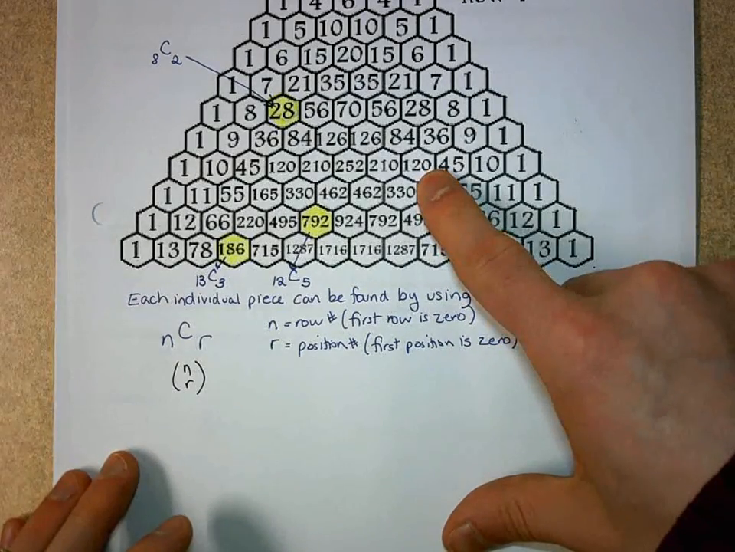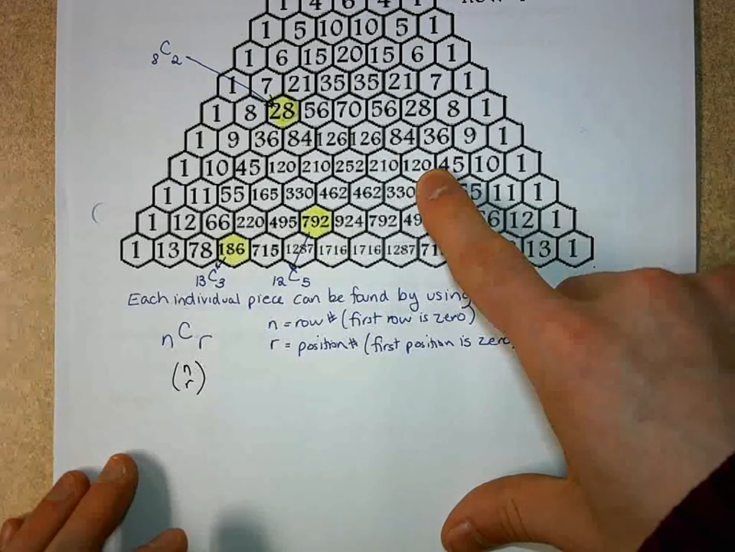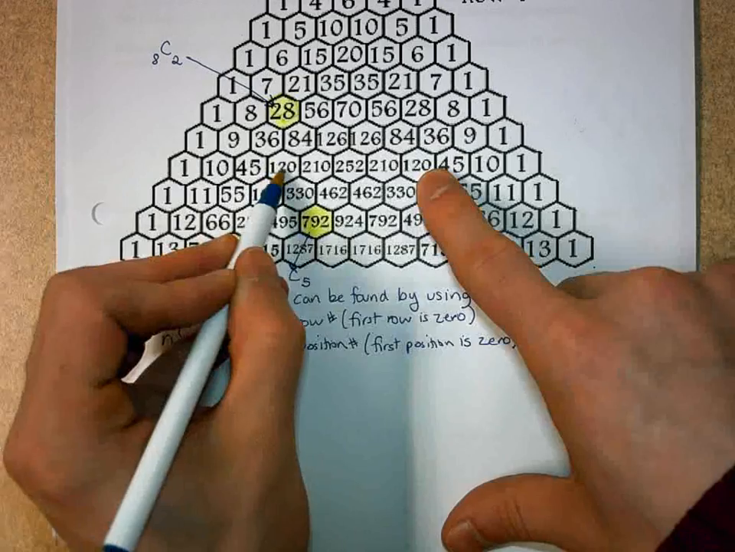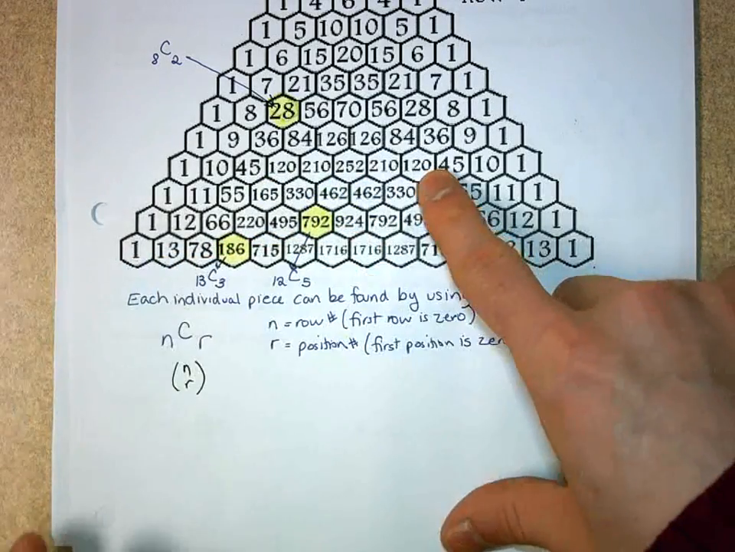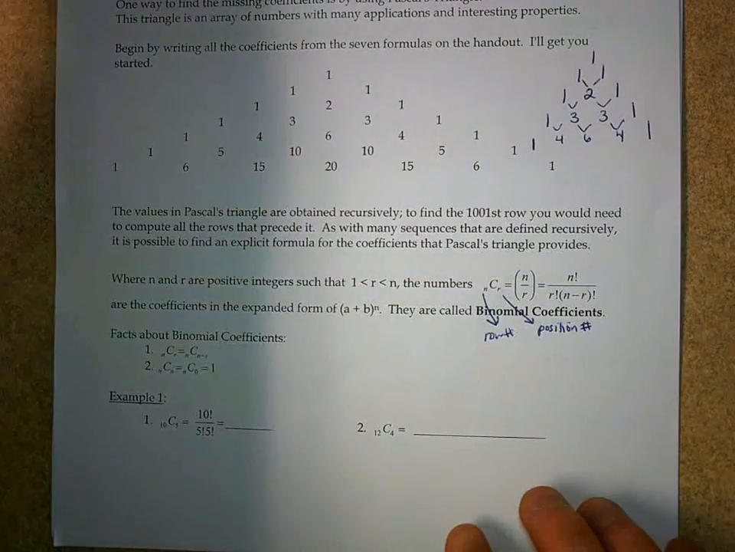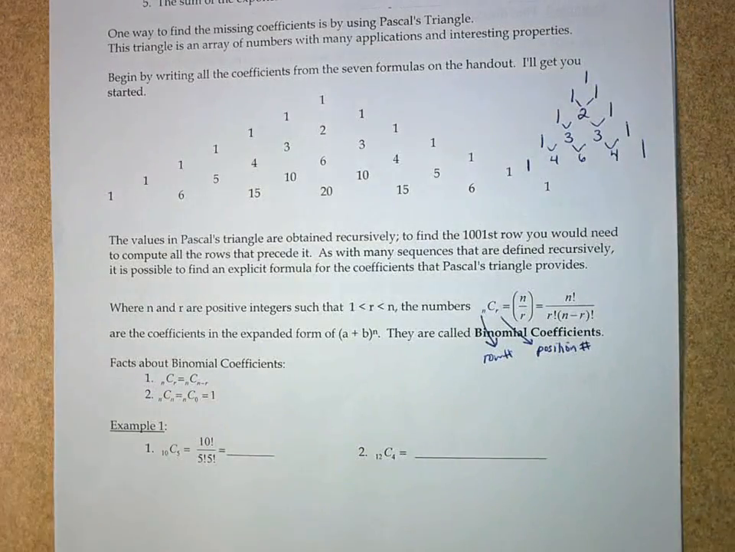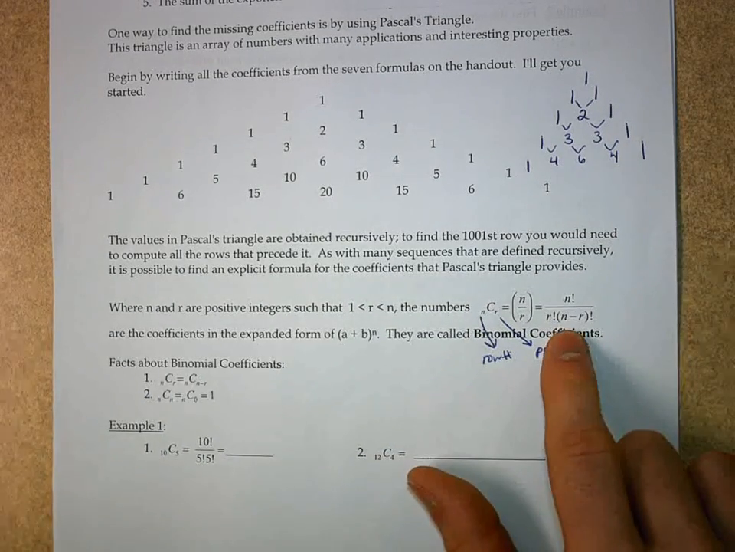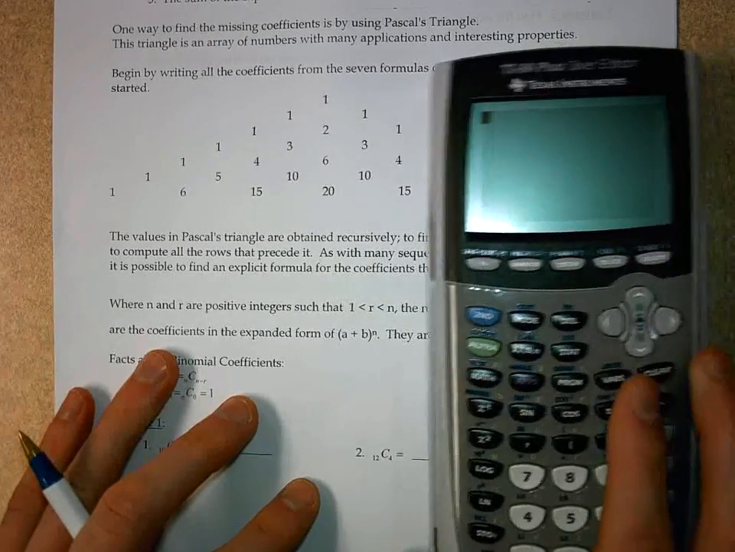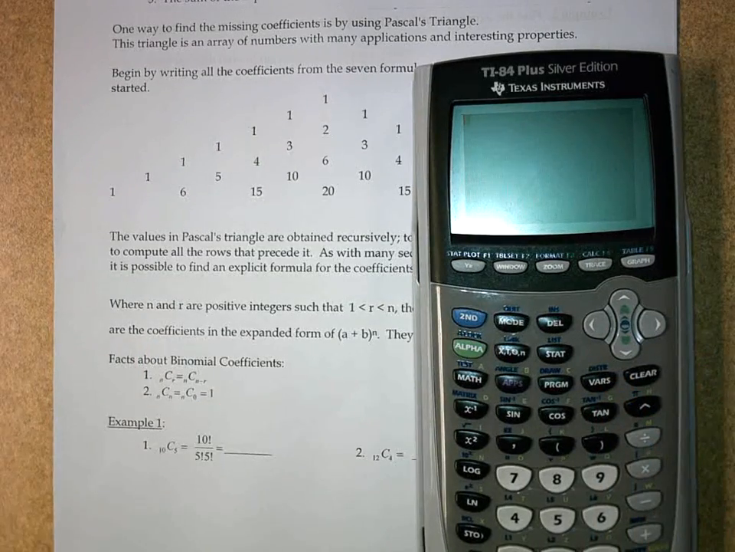So if I looked at 120 right here, this is the 10th row, so it's going to be 10 choose something: 0, 1, 2, 3, 4, 5, 6, 7. So that would be 10 choose 7 would be that 120 right there. So that's how Pascal's triangle works. There is a formula for n choose r, which is n factorial over r factorial times n minus r factorial. But most of the time, we're just going to use our calculator in order to find these combinations.